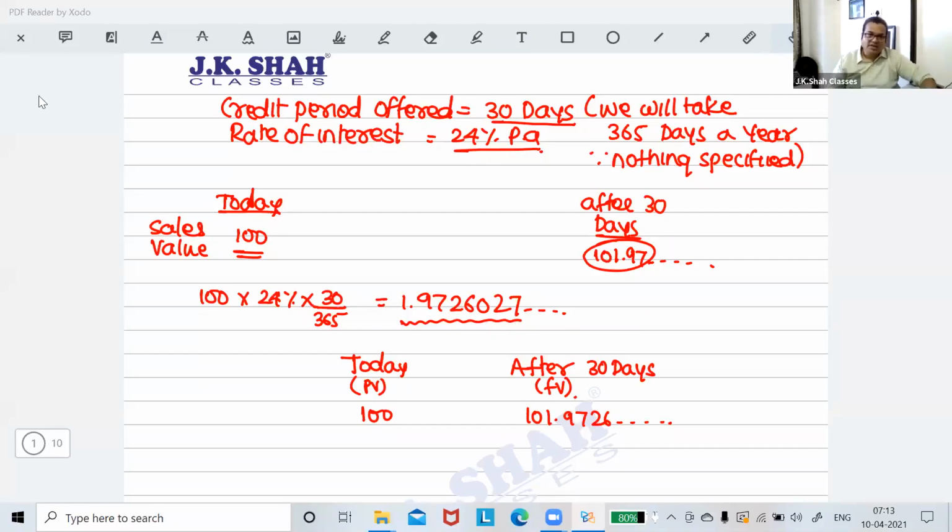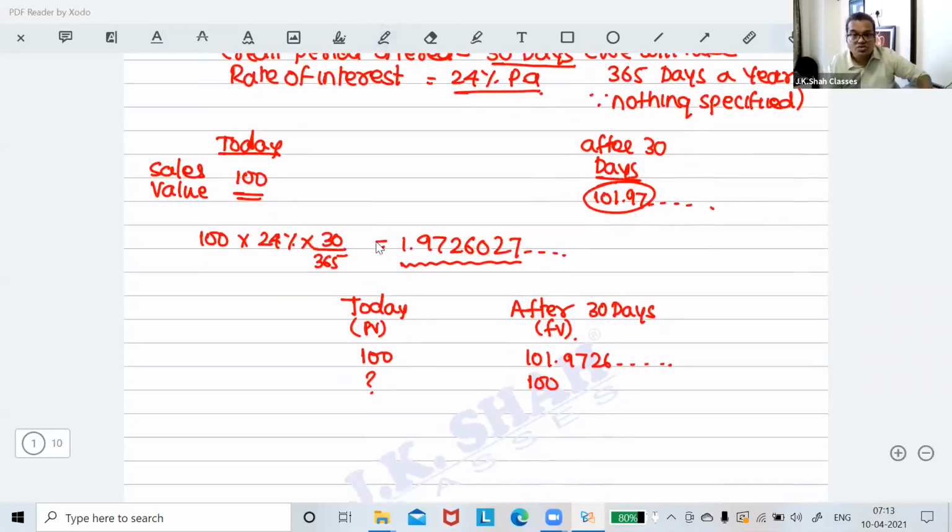So see, today's 100 rupees becomes 101.97 after 30 days. Now, how do we go in reverse? We have to find what if he pays today only. So let's put it the other way around: what if after 30 days the amount is 100, then what will it be today? So you have to go in reverse and calculate that value.